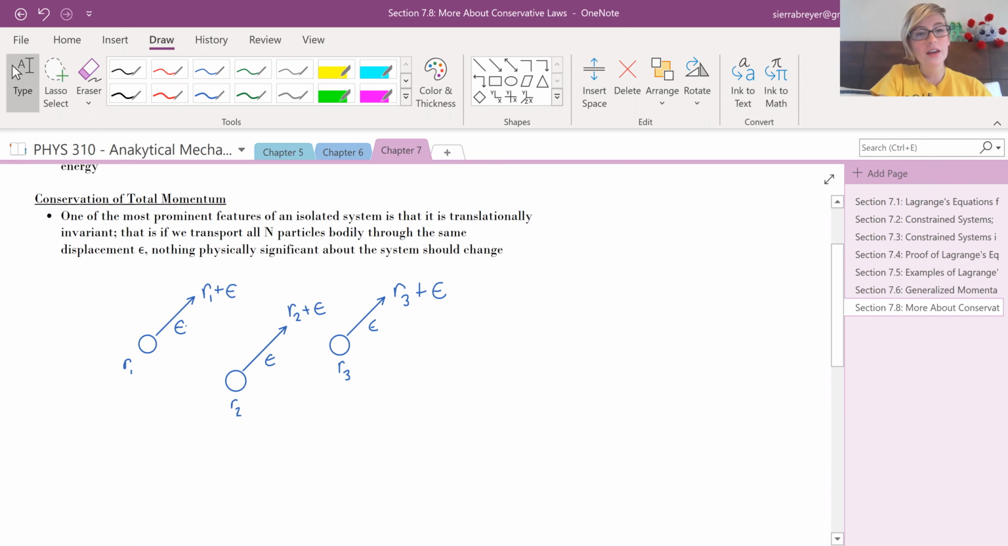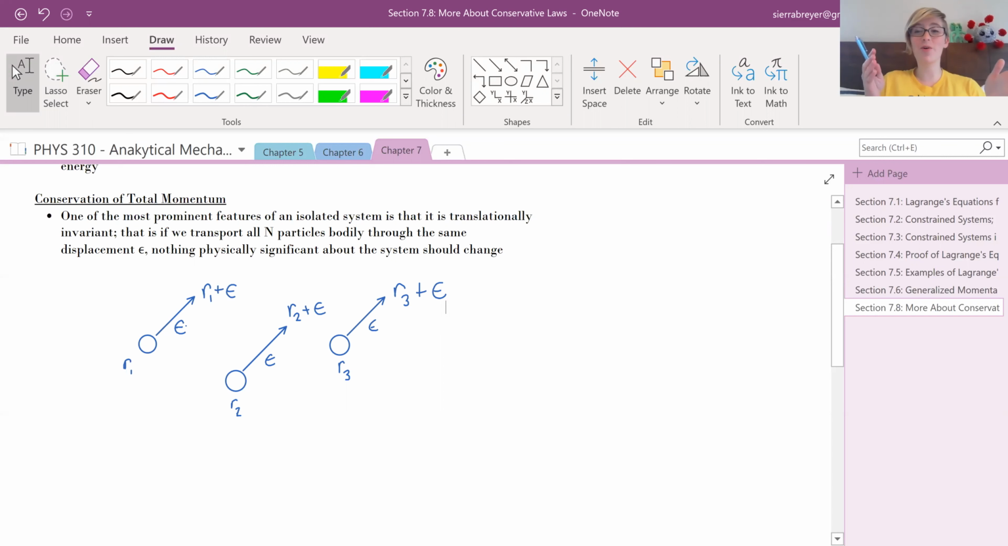And the first thing it does is look at the system that I have drawn out there. So what we're basically doing is we're going to prove that it works. One of the most prominent features of an isolated system is that it's translationally invariant. That's just vocabulary from section 7.6. And that is, if we transport all n particles bodily through the same displacement, nothing physical changes. If we move everything exactly the same, it's as though nothing moved. So we're going to go on that premise.